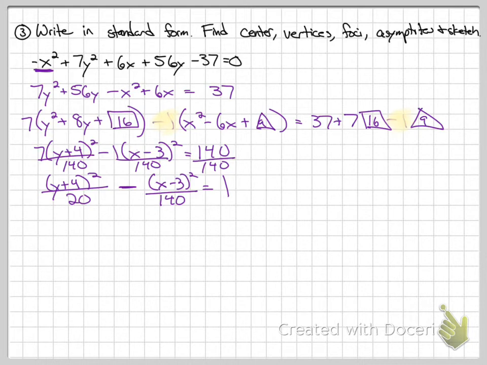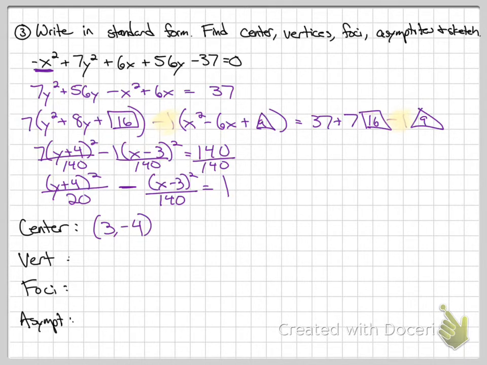You should now be able to tell me the center. And then we'll figure out the vertices, the foci, and the asymptotes. So center, opposite of the parentheses that has the x variable, 3, then the y variable, -4. So the center is at 3, -4.